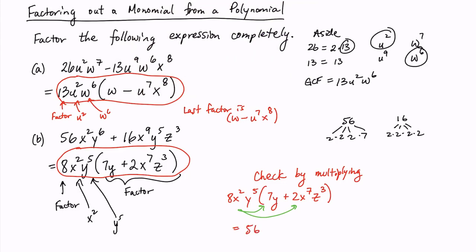We get 56 x squared y to the 6th plus 16 x to the 9th y to the 5th z to the 3rd. Does that check? Oh yes, it does. That's in fact what we started with. Awesome. So practice a lot of these to build yourself some confidence. And before you know it, you're getting the hang of these greatest common factors and the distributive property.